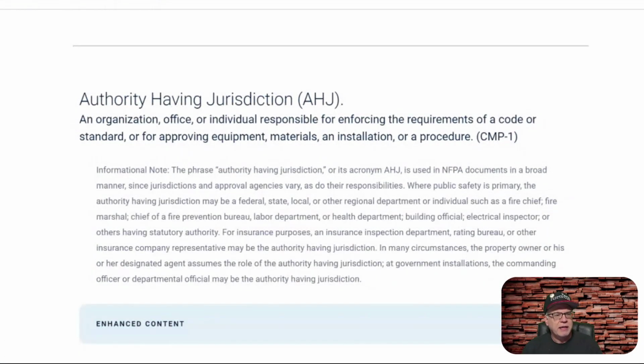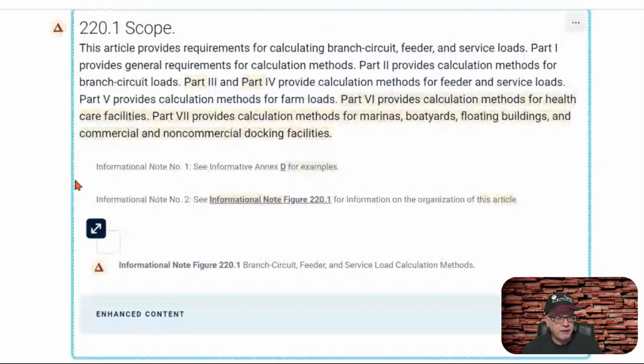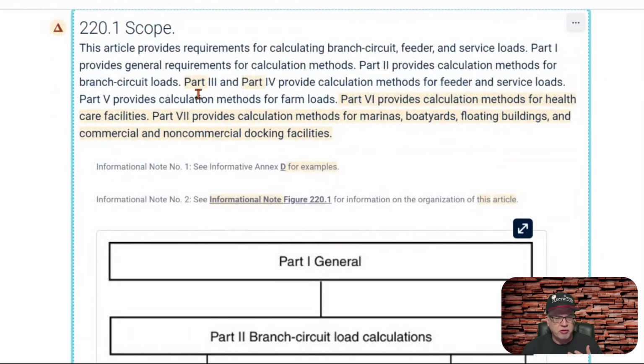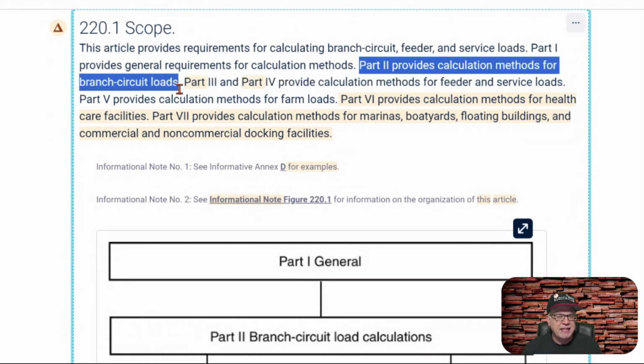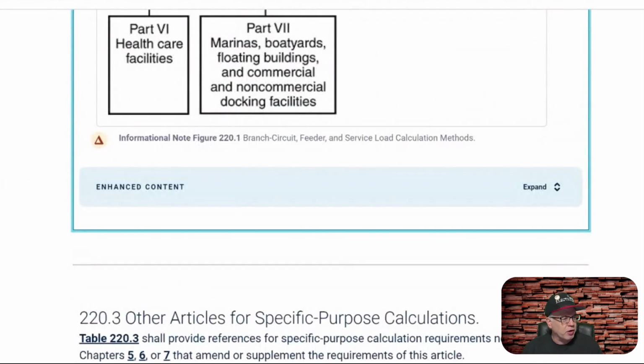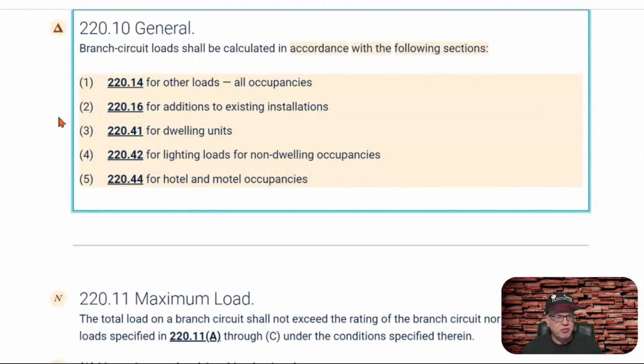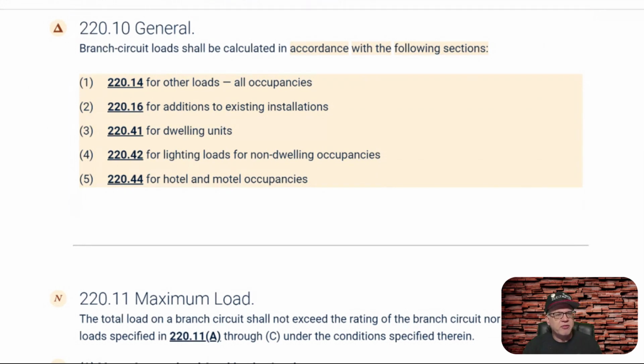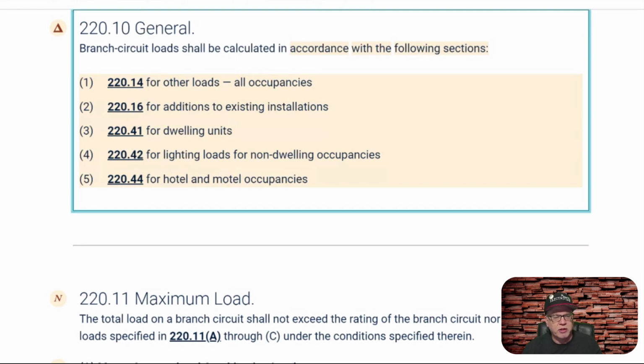So here we are in the code, and I'm going to take us down to 220, and let's just start at the scope real quick. So here's the scope, kind of gives you the structure, lets you know, again, Part 2 provides calculation methods for branch circuit loads. So you immediately know that, right? So you know you're going to go down to Part 2. It doesn't take you long to get to Part 2. And this is the 2023 edition of the NEC that we're looking at here, but it's still the same in the 2020 or 2017. You're still dealing in Part 2 when it comes to branch circuit load calculations.